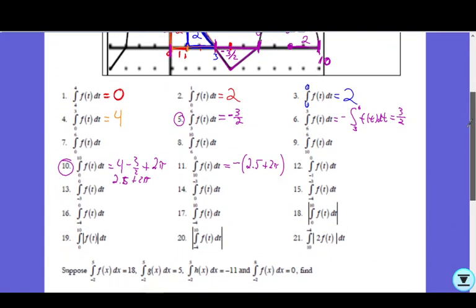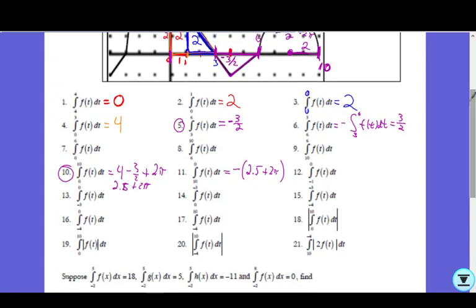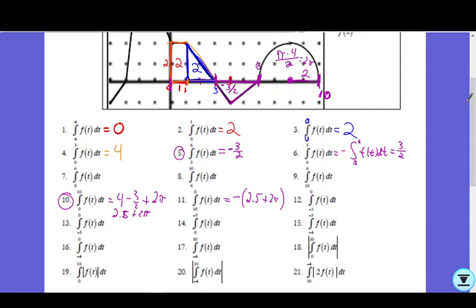Now let's go look at number 18. And this is where it gets a little trickier. So number 18, it says the absolute value of the integral from 0 to 10 f of t dt. So order of operations says that we've got to do what's inside the absolute value first. So basically, we're taking what we found in number 10 and then taking the absolute value of it. So this is the absolute value of 2.5 plus 2 pi, which is still just 2.5 plus 2 pi.